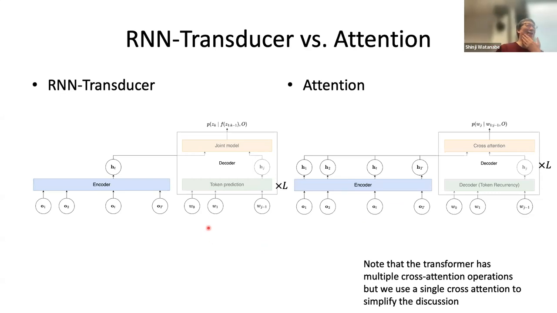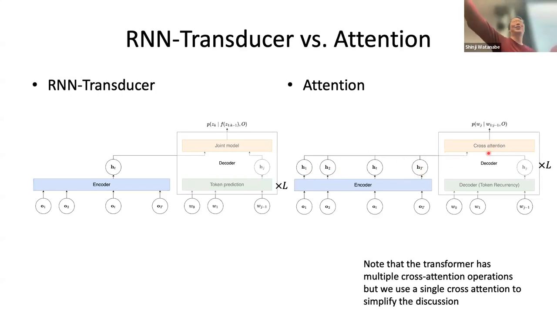I actually tried to write the attention very similar to the RNN transducer. And actually, this looks very similar, right? Where can you find some difference between this figure and this figure, in the attention and the RNN transducer? Correct. While attention requires everything, right?